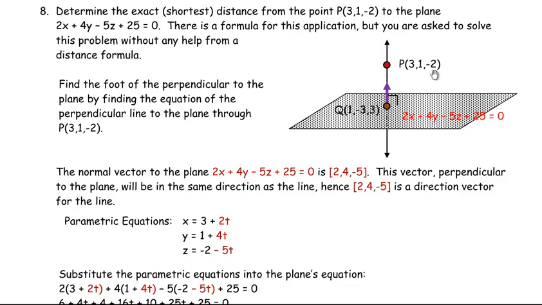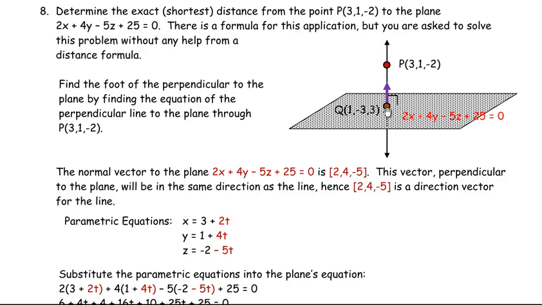And so the line goes through the point 3, 1, negative 2, so the parametric equations have 3, 1, negative 2 here, and then 2, 4, negative 5 for the coefficients of the t. So this would be the parametric equations of this line perpendicular to the plane. So once I find the line, what I want to do is find out where that line intersects with the plane. This is how I'm going to get this Q point, to find that intersection point.